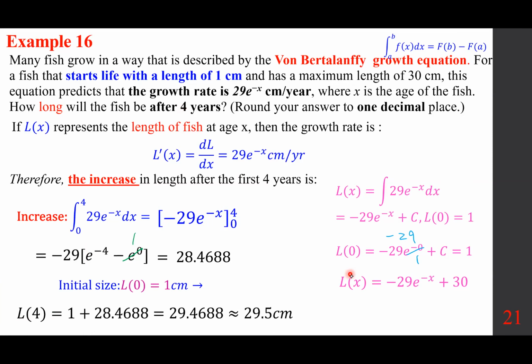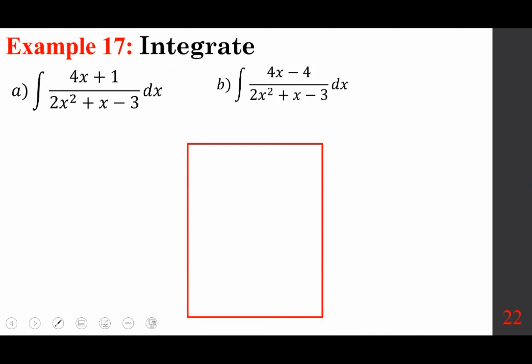The advantage of this equation is that if we have several parts, after 4 years, after 10 years, after 20 years, we can plug in and come up with it. 29.4688. As you see, is the same as this one, and of course, one decimal will result in 29.5 centimeters. We want to integrate these two, and the idea is that we are dealing with rational expressions.